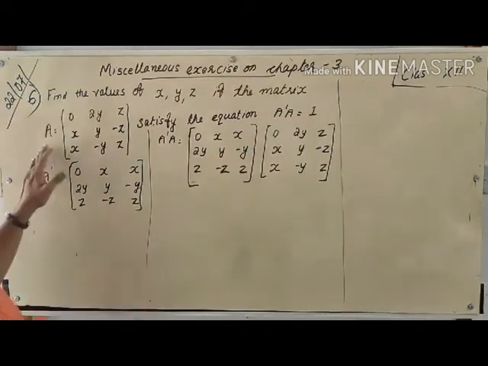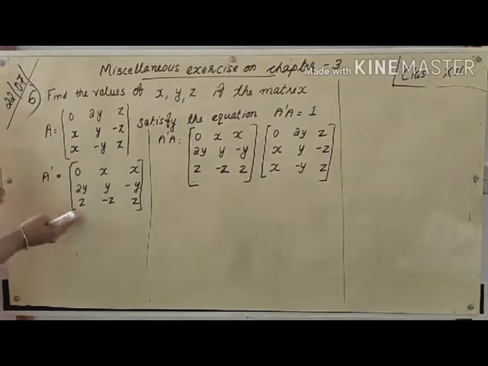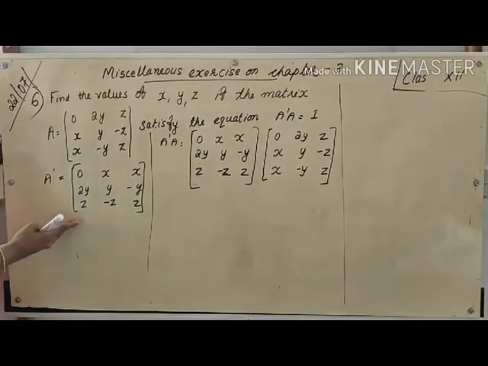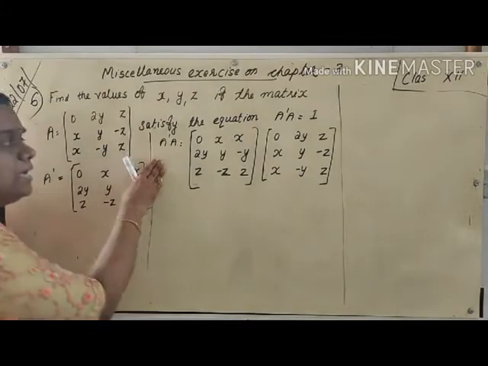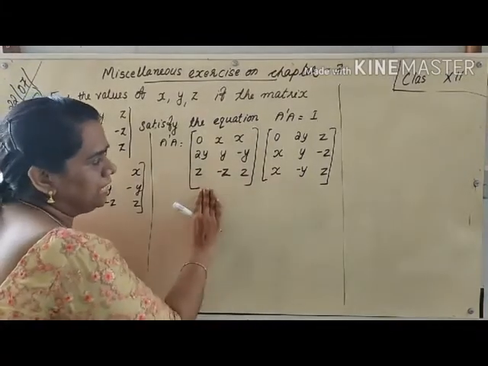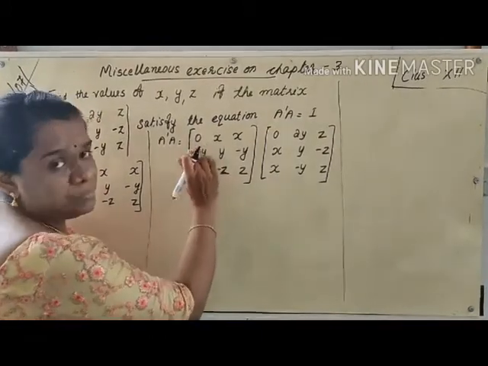Okay? Matrix A is given. A and A transpose are given. We have to find A transpose. Do you remember how to find A transpose? We interchange rows and columns to get matrix A transpose. Now let's multiply A transpose into A. How to do matrix multiplication?